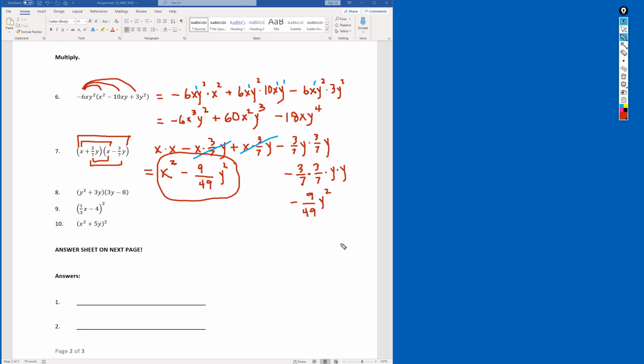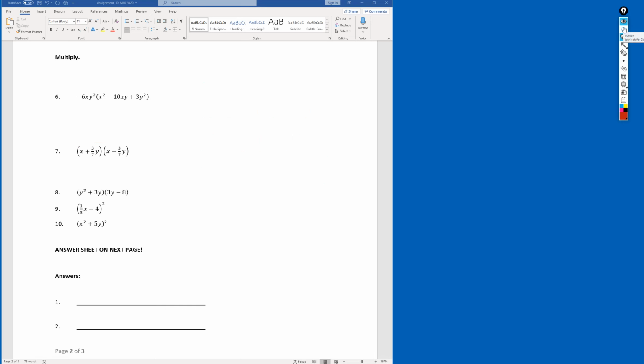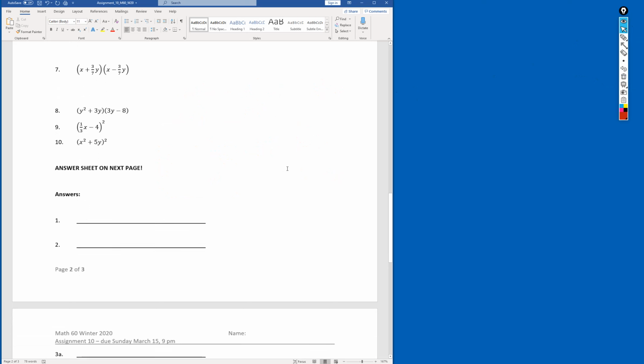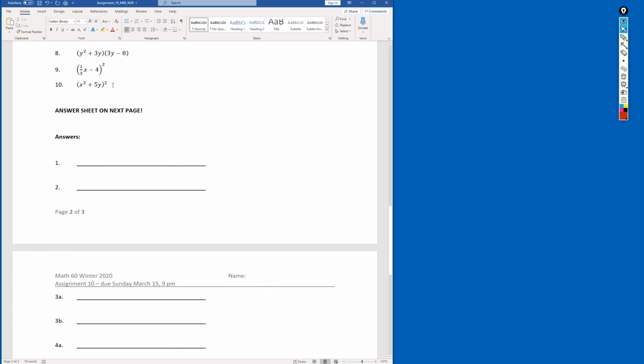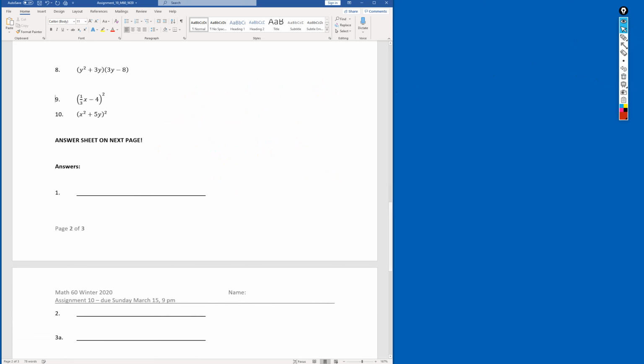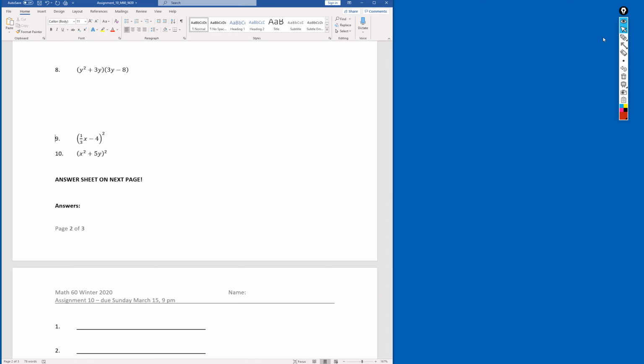Going to erase and move this down. All right, number 8. Just want to FOIL it again, so let's just draw the lines. First, outer, inner, last.